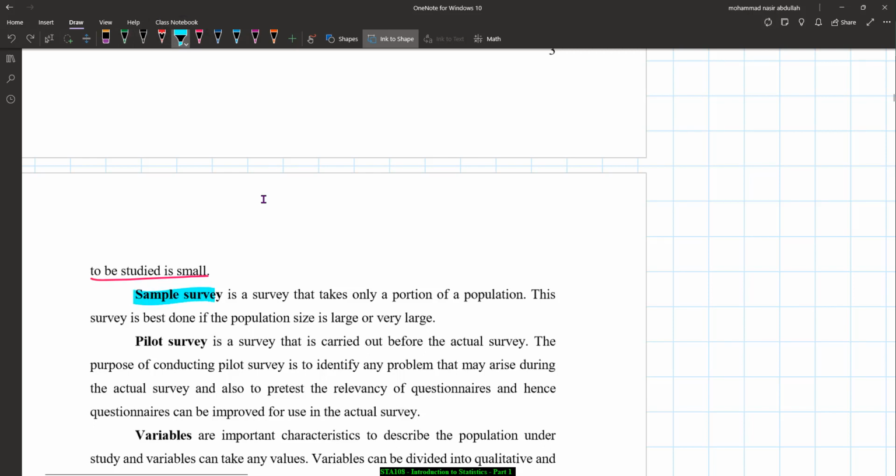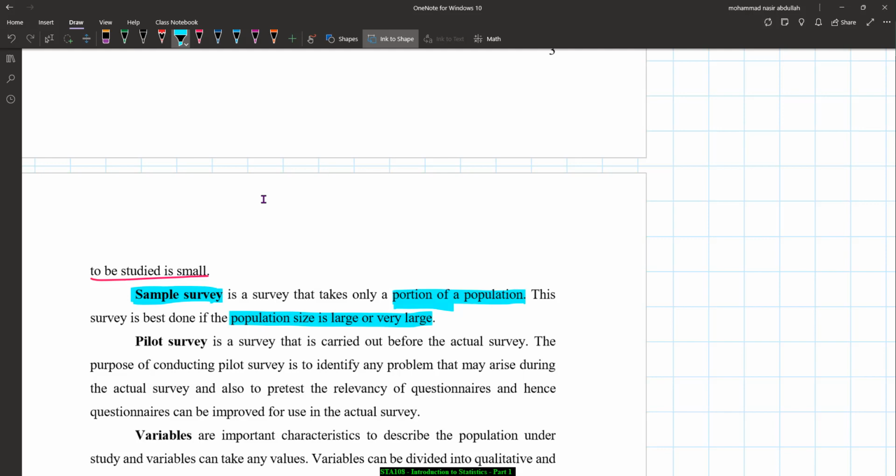Another one is sample survey. Sample survey, nama pun sample kan. So survey means that we want to take a survey. Maksudnya we distribute the questionnaire and so on. So survey means we take only a portion of the population, right? It's a sample survey, right? This survey is best done when the population size is large or very large. Let's say we have 5,000, we want to know the average monthly pocket money. We take a sample. Instead of 5,000, we take 200 samples only. So that one we call a sample survey.